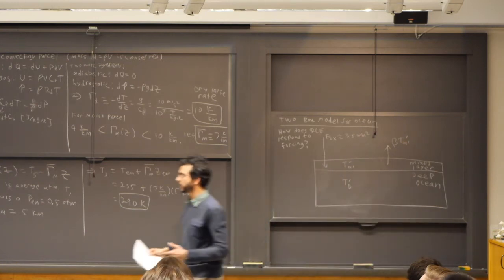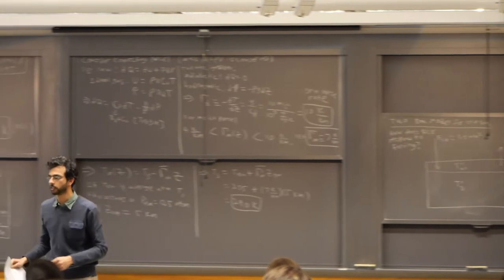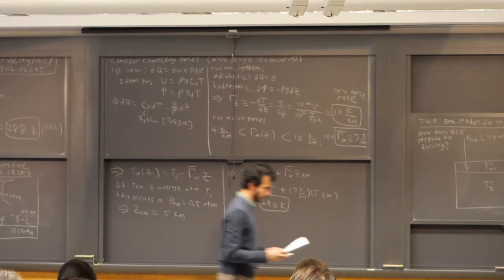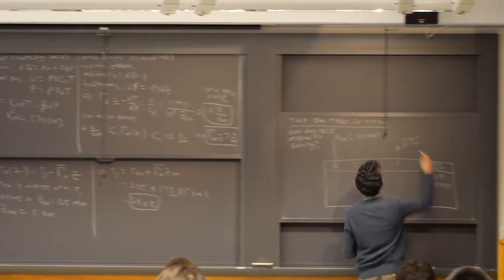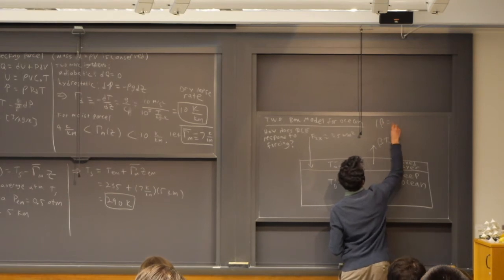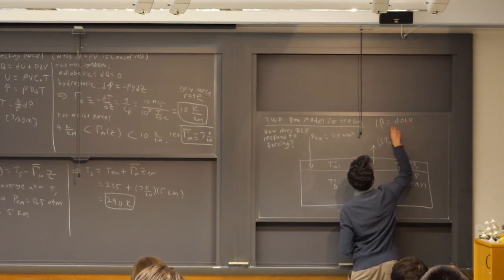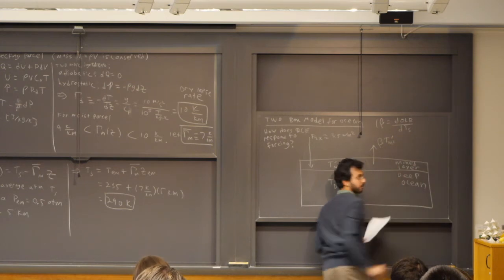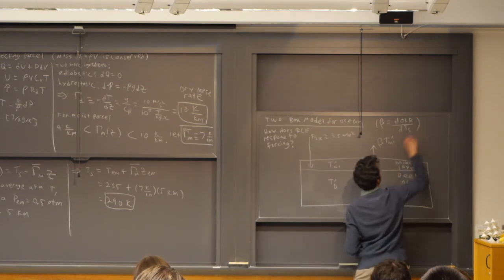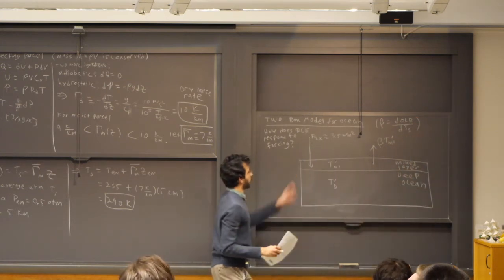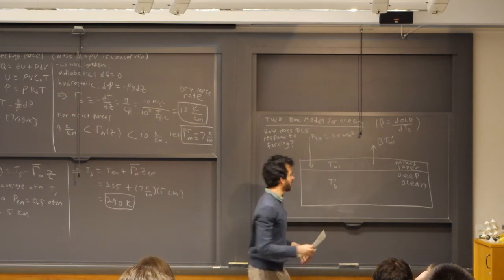For those of you who are familiar with Taylor expansions, I'm just making a first-order Taylor expansion for the perturbation to the OLR. And so you can think of beta as being the derivative of outgoing long-wave radiation with respect to surface temperature. So if I warm up, I emit a little bit more radiation to space.